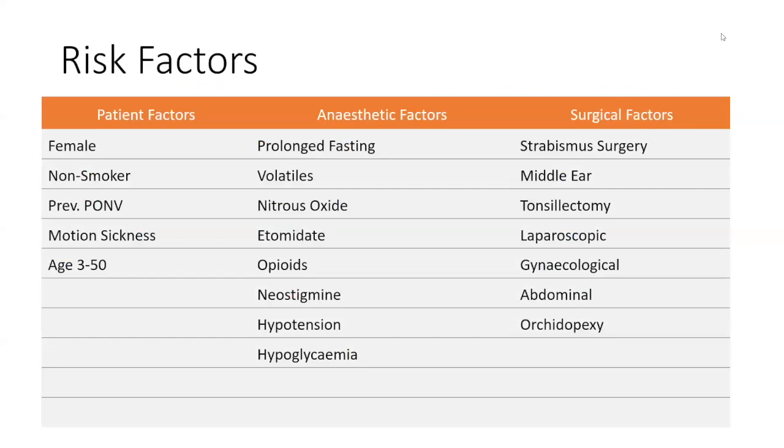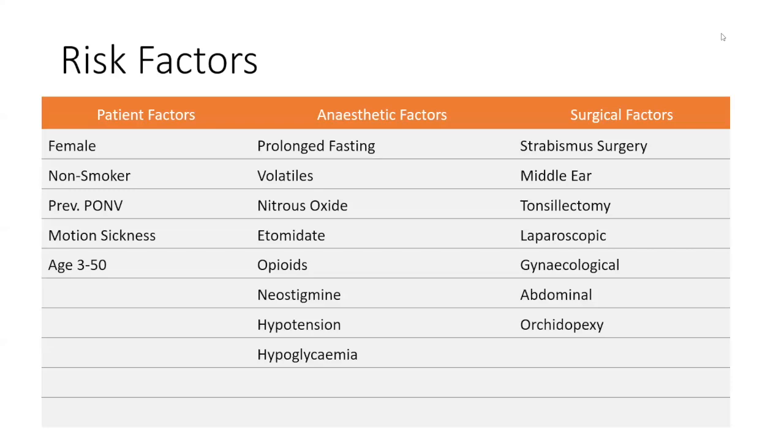So some of the important risk factors, you basically divide them into three. So you've got your patient risk factors, anesthetic factors, and also surgical factors. So your patient risk factors: if it's a female patient, a non-smoker, previous history of postoperative nausea and vomiting, motion sickness, and if they are between the ages of less than 3 and more than 50.